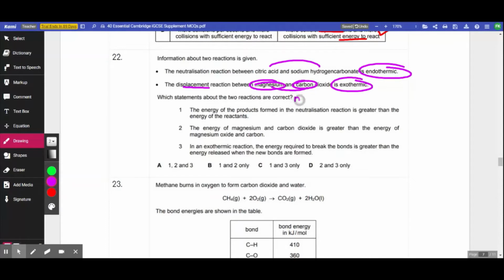So we've already been given enough information to match up the facts, and this is important because this is mentioned in one of the answers. So you may be wondering why there's mention of magnesium oxide and carbon, and that might put you off choosing 2 as a correct statement. But there's enough information in the question to realize that magnesium oxide and carbon are the products.